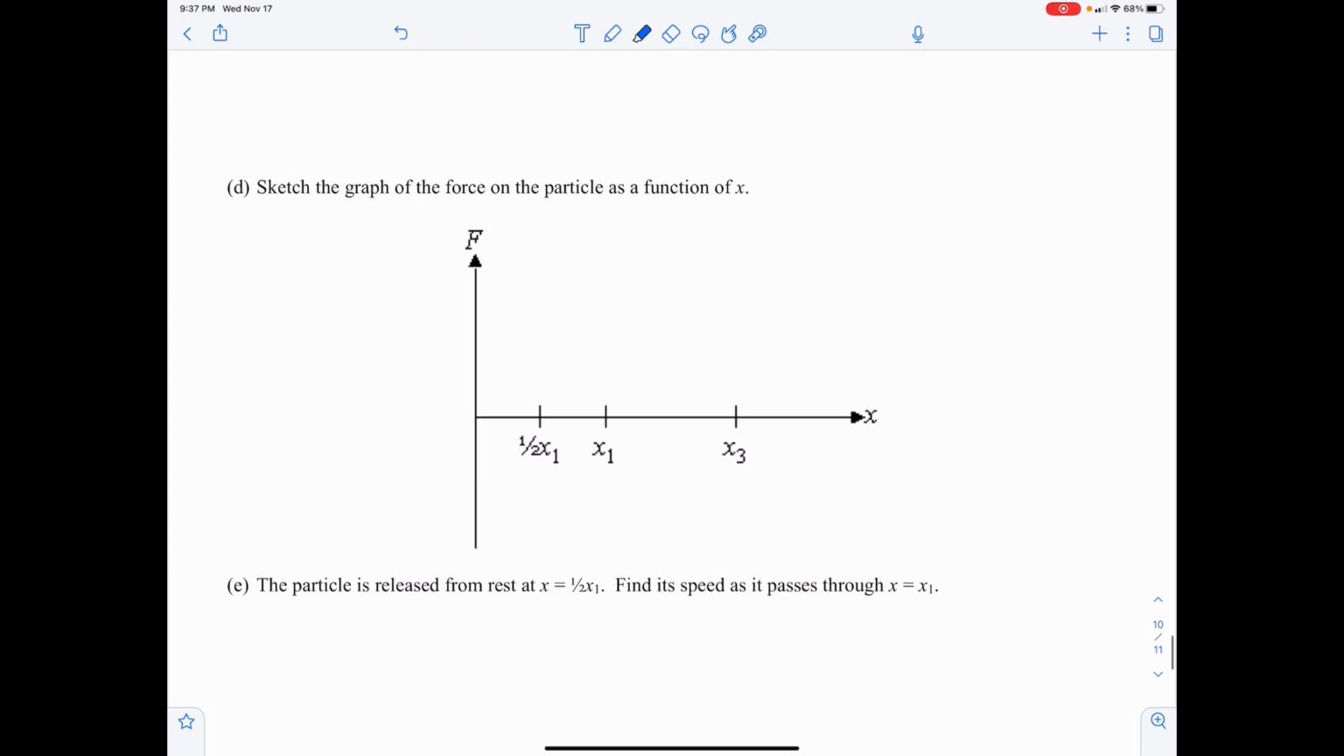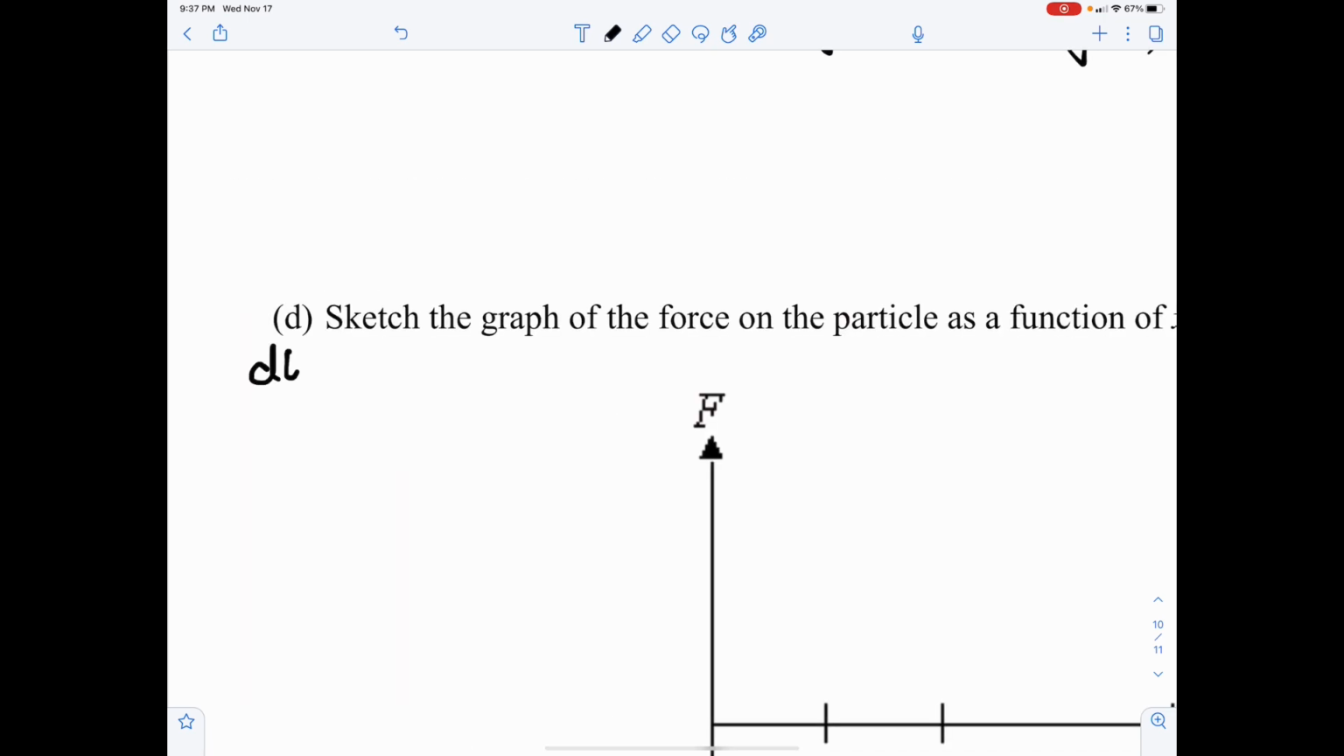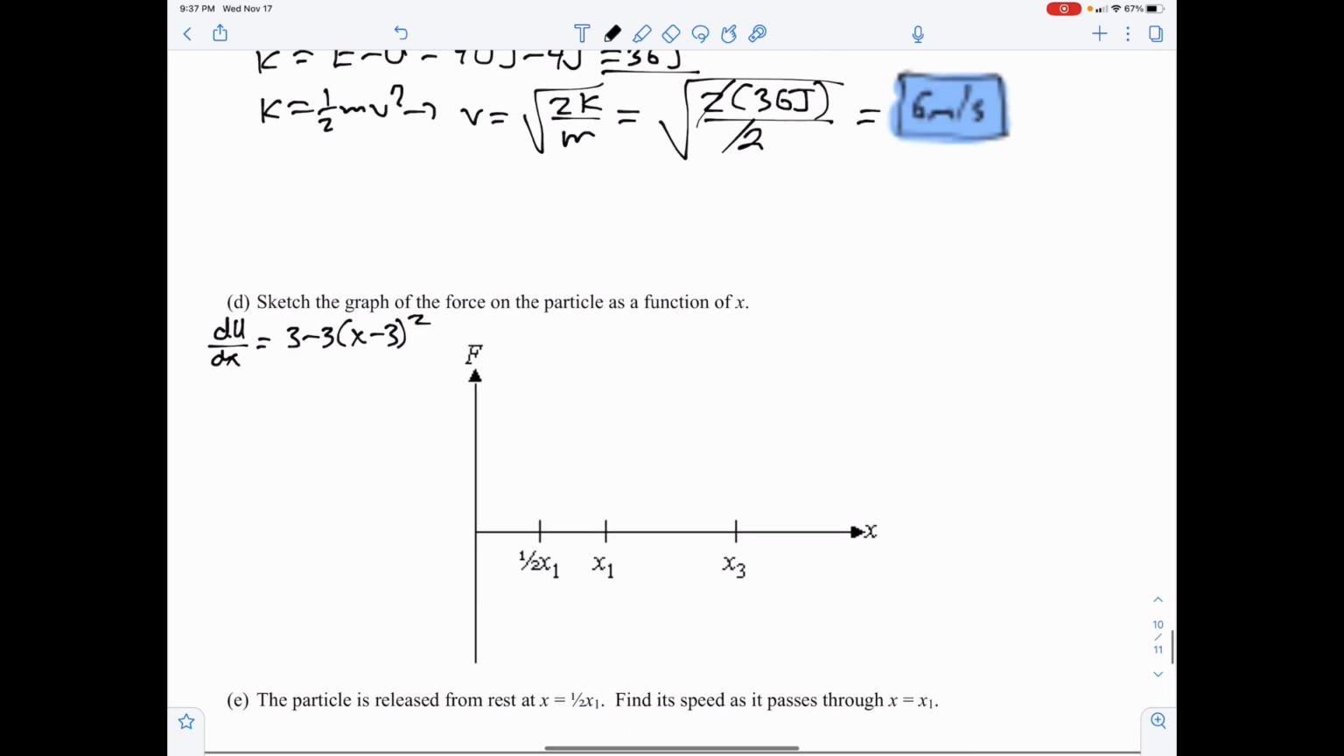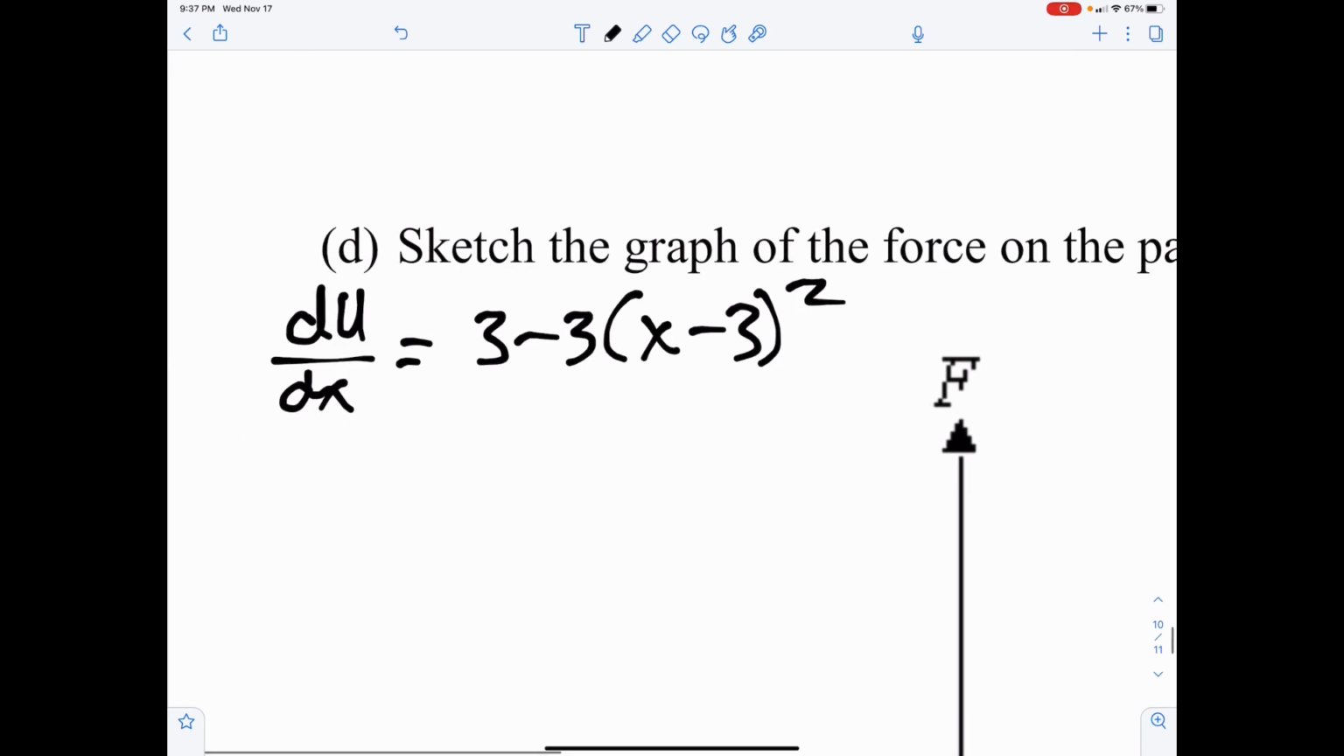Sketch a graph of the force function of x. Well, here's what I would do. If you remember, we took the derivative with respect to x. That is the 3 minus x squared. Well, if you remember, that is equal to the force function.